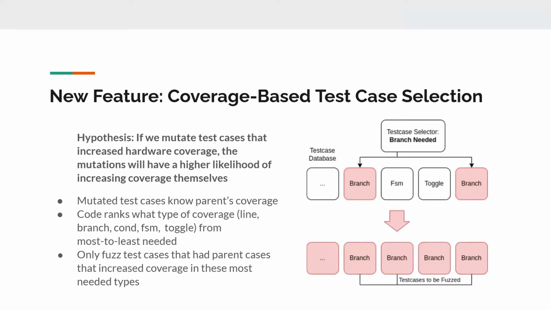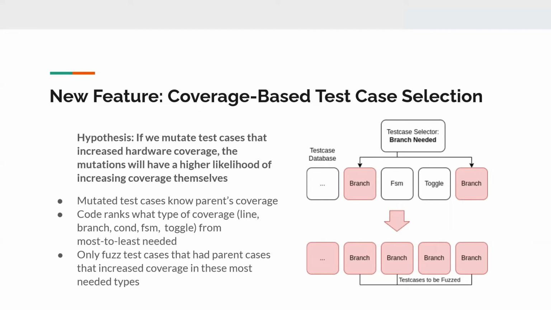Right. And our project was entirely based on changing this from a first in, first out to something a little bit smarter. We ended up with a process called coverage-based test case selection. So instead of first in, first out, we hypothesized that if there are test cases that already increased coverage by running them, then mutating those test cases may be more likely to increase the coverage as well. So what our code first does is rank which of these 5 types of coverage, line, branch, conditional, FSM, and toggle coverage, are most and least needed for the entire processor for that specific iteration of the fuzzer.